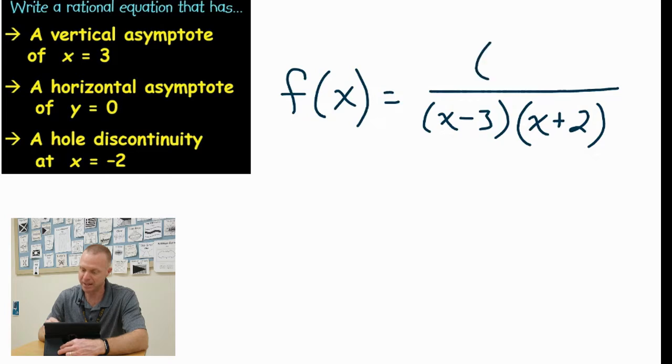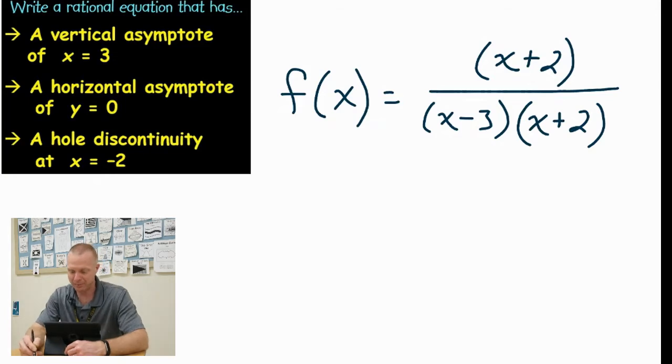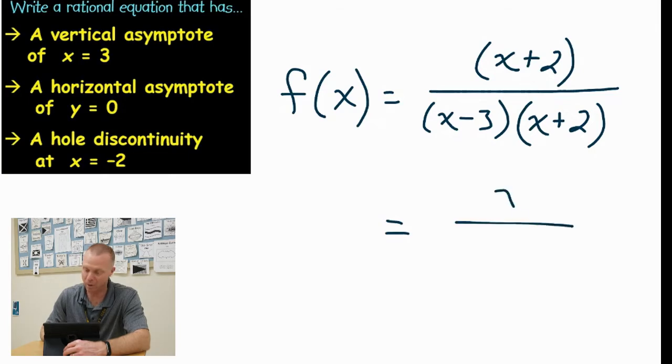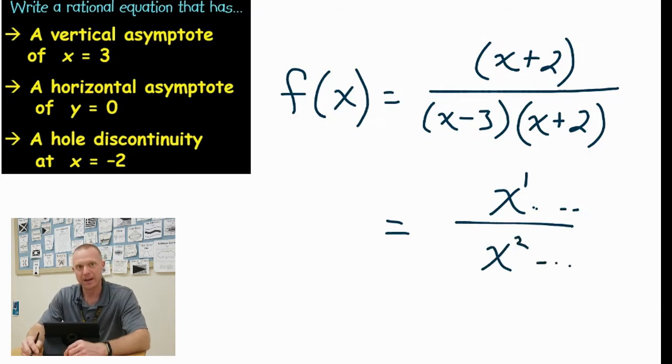Now you should be saying, yeah, but x plus 2 has got to be in the numerator also, right? Right. So now we have a hole, we've got a vertical asymptote. How's that horizontal asymptote going? Yeah, it should be going pretty good because you know that the numerator has a degree of 1 and the denominator has a degree of 2. And so basically by default, we have created the horizontal asymptote.